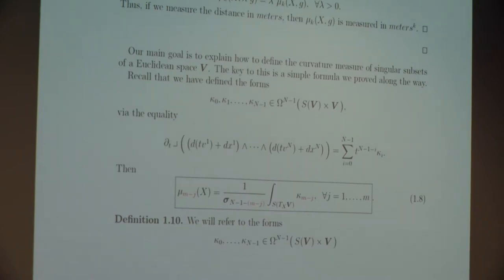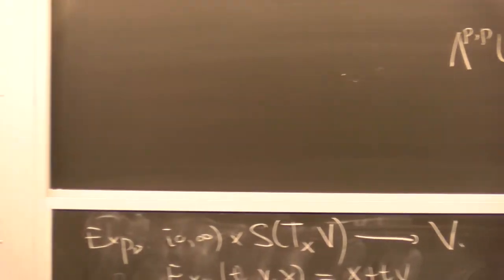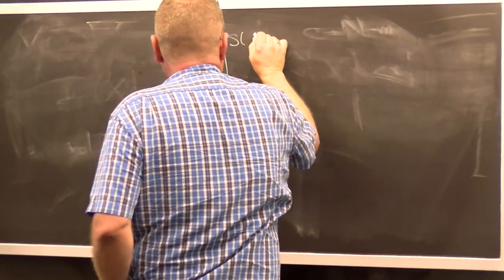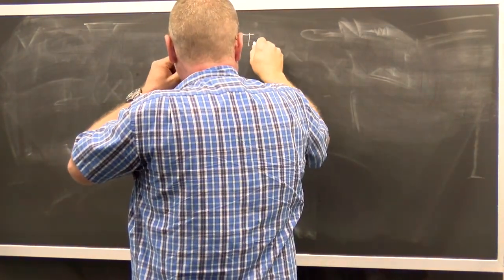So now here's what I want to do. I haven't written this in these notes, but let me draw a picture. So here's X. And this is the unit sphere of T_x perp.